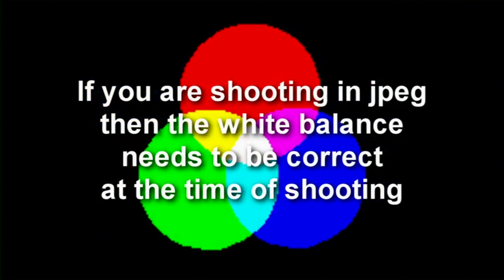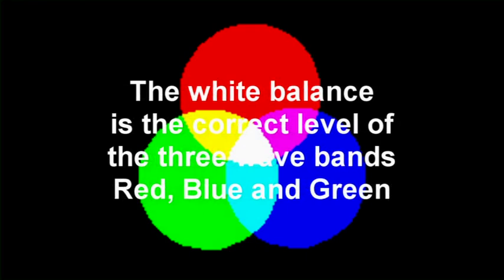The light that is produced in digital photos is made up of three colors, red, green, and blue. Any color can be reproduced by mixing parts of these colors.